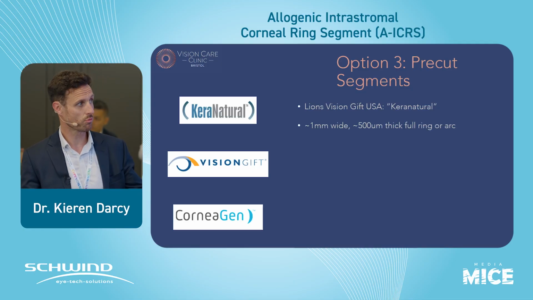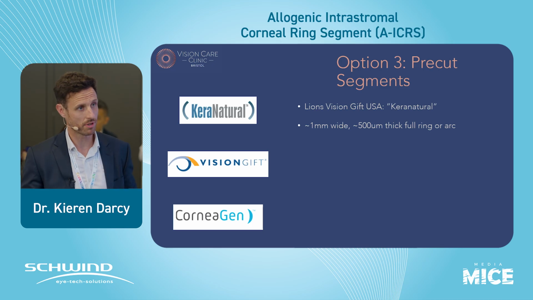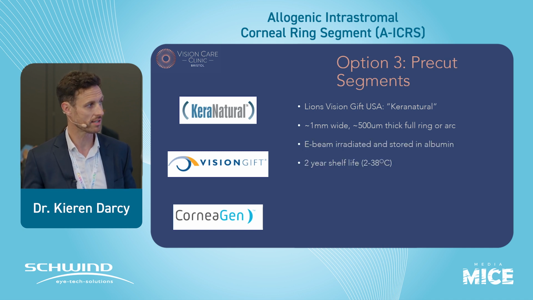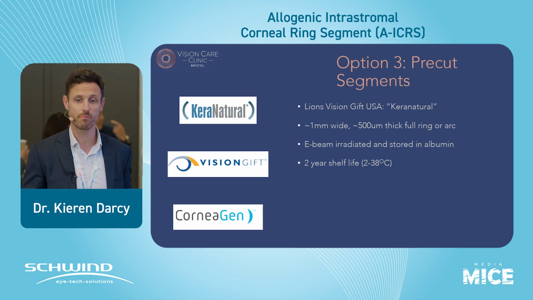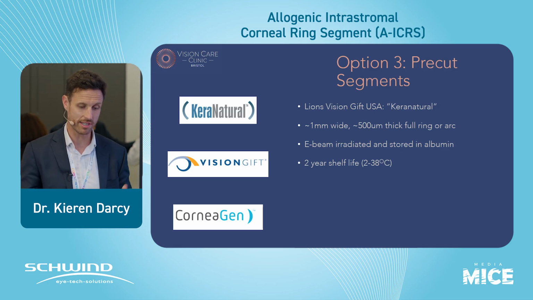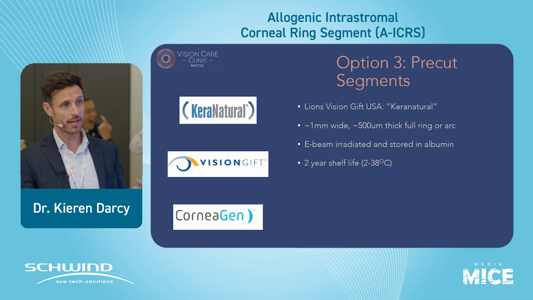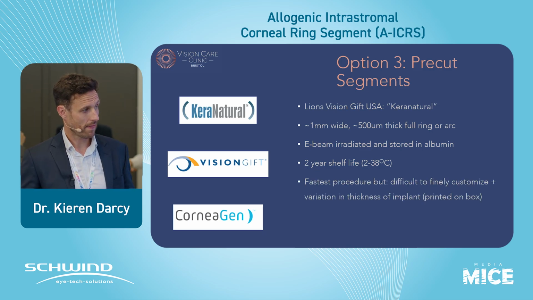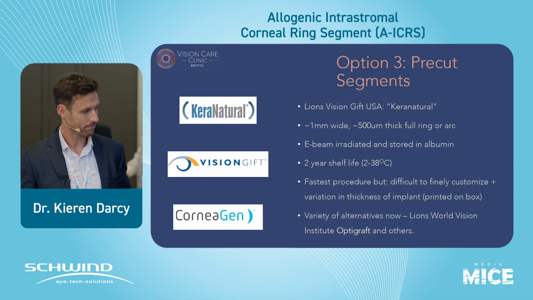The keratoconus is 1 millimeter wide, and that's something that's important with your planning to understand. But then they come as full thickness corneal grafts. So you have the ability to customize and to tailor exactly what we're trying to do. They're all irradiated and stored in albumin, so they've got a 2-year shelf life. But the other advantage of that is there's less risk of rejection and failure of this tissue, and it increases the biocompatibility of it. So it's able to customize, as we've said.